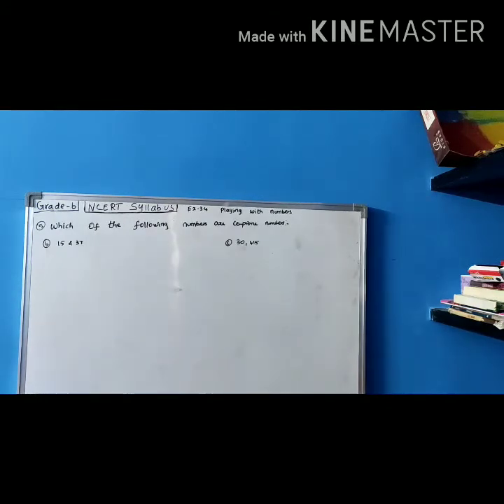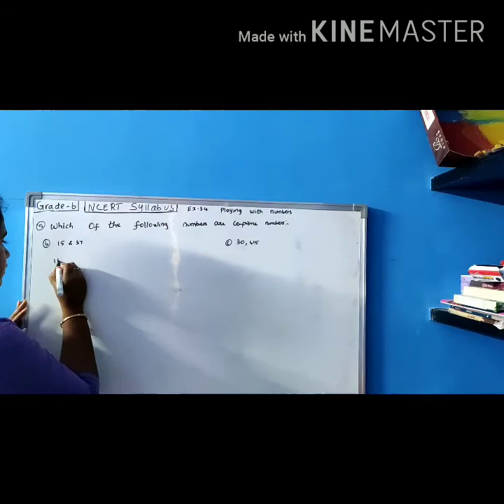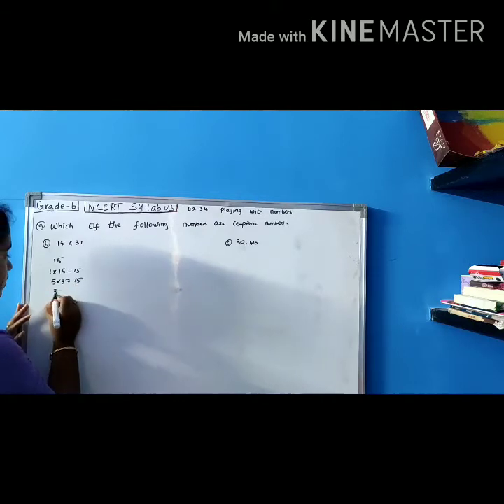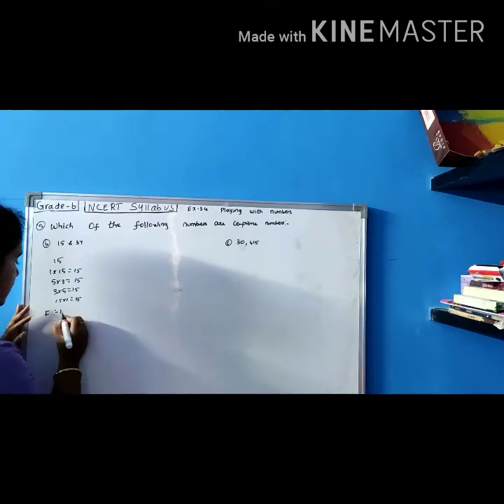So next we are going to see 15 and 37. For 15, what are the factors? 1 into 15 is 15. 5 into 3 is 15. Already we saw. 3 into 5 is 15. 15 into 1 is 15. Now factors are 1, 3, 5, 15.